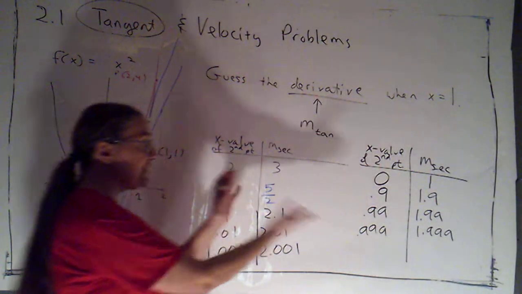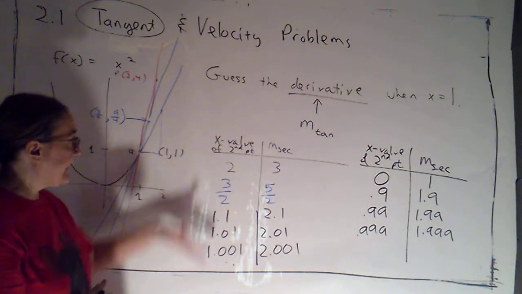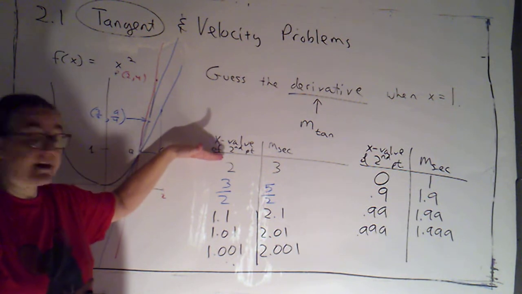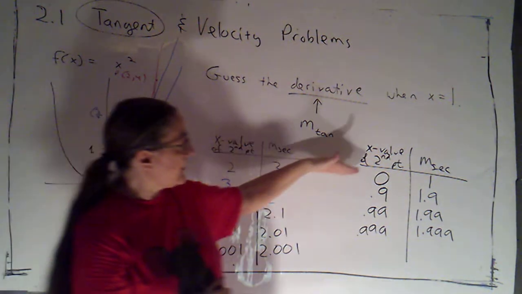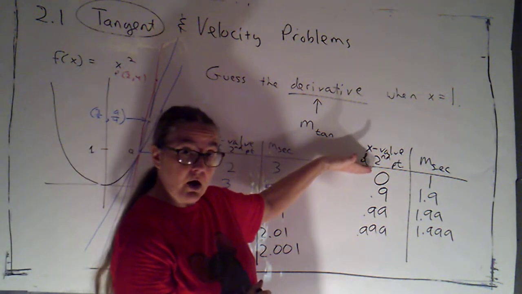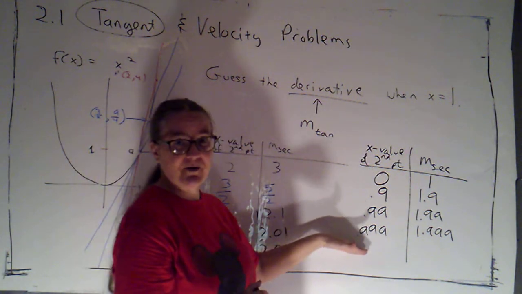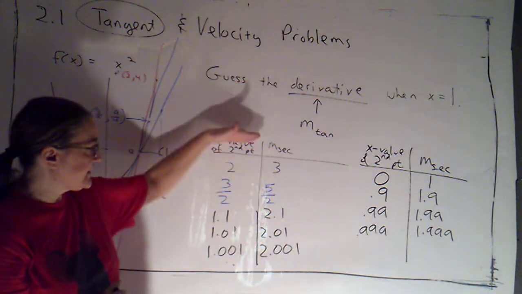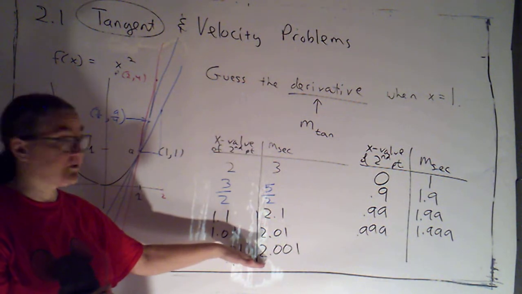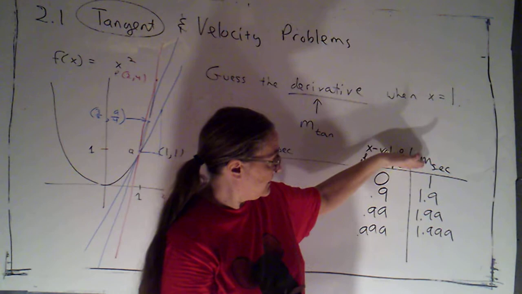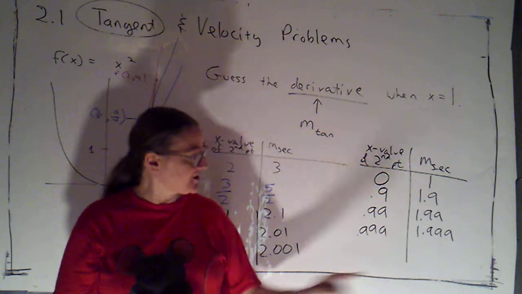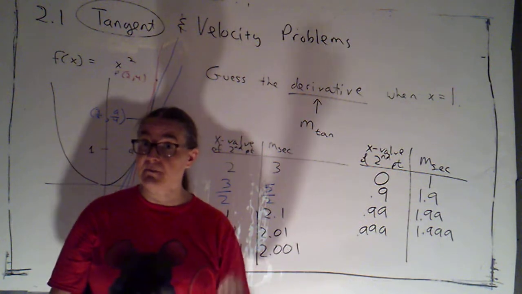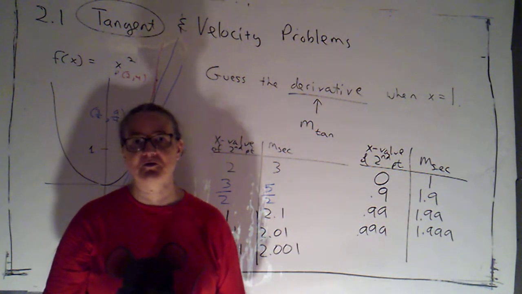Now I have a good set of data. I've created a pattern of x values that are too big, getting smaller and approaching 1, and another sequence of x values that are too small, getting bigger and approaching 1. Here we said it looked like the slopes were getting closer and closer to 2. Here, I do see that same pattern. It looks like these numbers are getting bigger and bigger and getting closer and closer to 2.